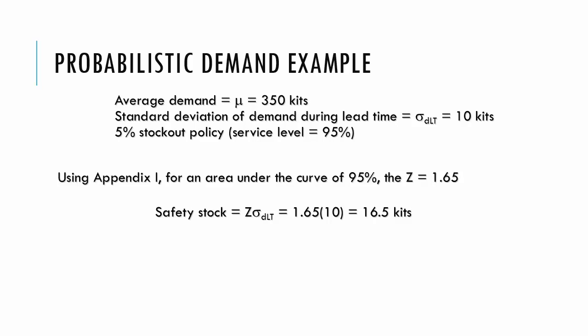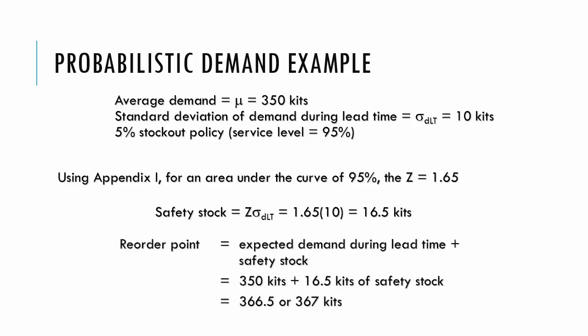So the safety stock is about 16.5 kits, and then our reorder point becomes the 350 plus the 16.5. If we bump it up to 367 kits, which really it probably does need to be a whole number, then we actually are doing slightly better than a 95% service level. And if we bump it down to 366, then we're doing slightly less.